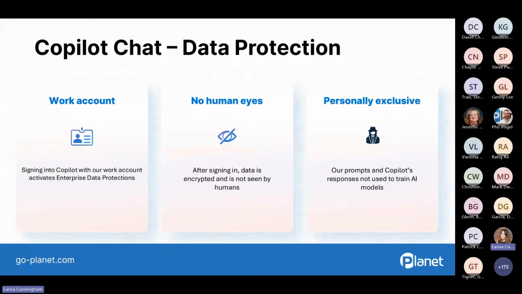We'll notice that when we're working in Copilot, we'll get a special symbol that we wouldn't get if we were using a personal account, which is what tells you you have that data protection. This is what you'll get with a work account. There's no human eyes on it except for yours. After signing in, all of that data is going to be encrypted. No one else is going to have access to it. And it's personally exclusive. I know I've said this, but it's a very important piece here. None of our responses are actually training the model.